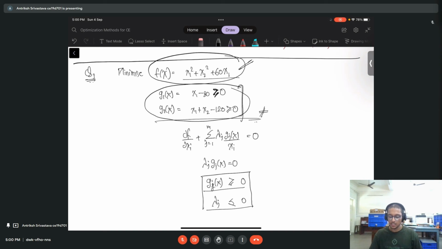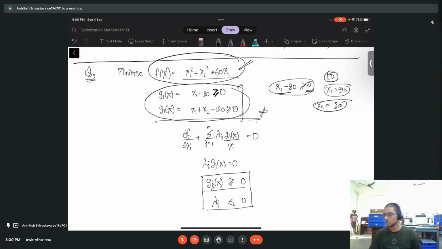So let's say x1 was some value and it satisfied this constraint. So let's say it is 10. In the end, x1 minus 80 is greater than 0, and the difference between this and 0 was, let's say, 10. That means x1 is 90. And x1 plus x2 minus 120 is greater than 0. Let's say x2 was 30. So that means the difference here was 0.